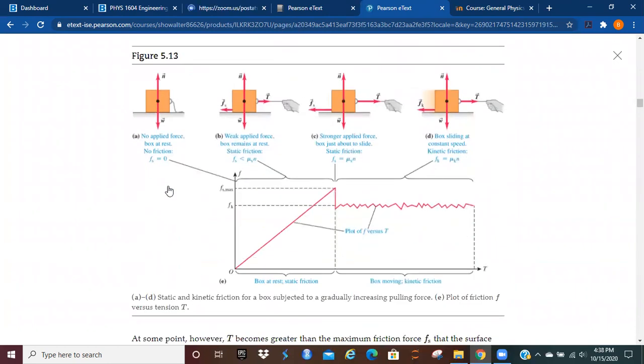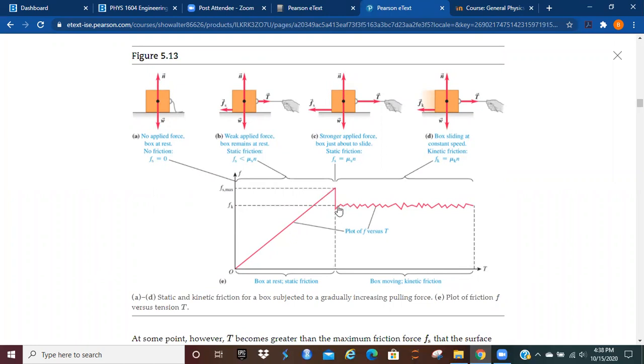This is just another description of what I had gone over in the summary, where if you've got no applied force, your friction force is 0 because it's not resisting anything. You start applying a weak force in this realm, the static friction force is going to be enough just to resist what's going on. You can see the tension force here and the frictional force on this axis. So in this particular region, the tension is going to match the friction force, and it's not going anywhere.